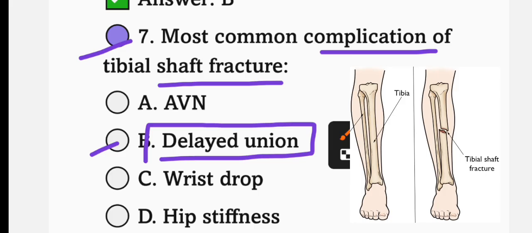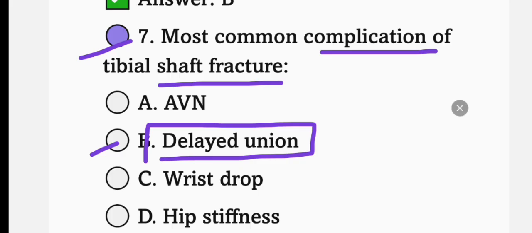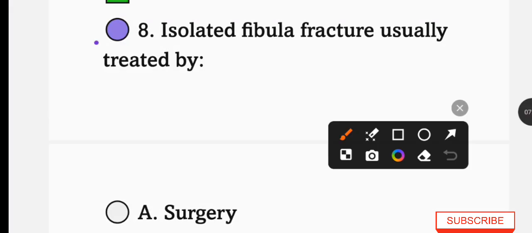So I think it is clear, B option given is the correct option. And the tibia is a subcutaneous bone, so complications are more common compared to the other long bones. So B option is clear. Now come to the 8th question.